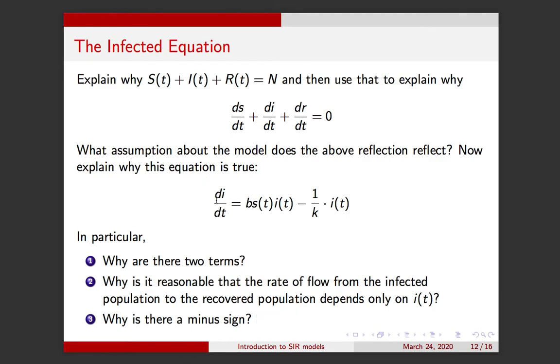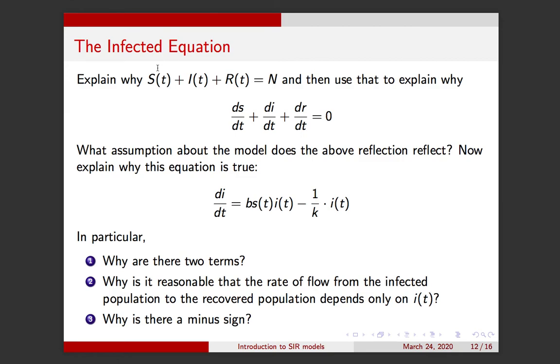The infected equation. Here's an equation for the infected population, and you get this from here, okay? So you should think about, why is this true? And then why is this true? And what assumption are we using here? Why is it that the three derivatives of fractions total 0?